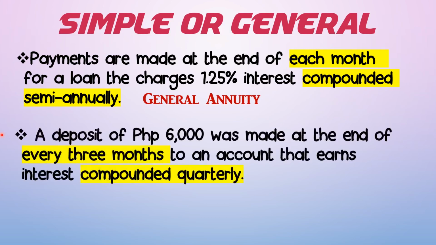Another example, a deposit of 6,000 pesos was made at the end of every 3 months to an account that earns interest compounded quarterly. So here, the payment interval is every 3 months and the interest conversion is quarterly. And we know that for quarterly, the value of m is 4. So 12 divided by 4 is equal to 3. So quarterly also means every 3 months. Since the conversion period and the payment interval are the same, it is a simple annuity. So I hope you see the difference between general and simple annuity.